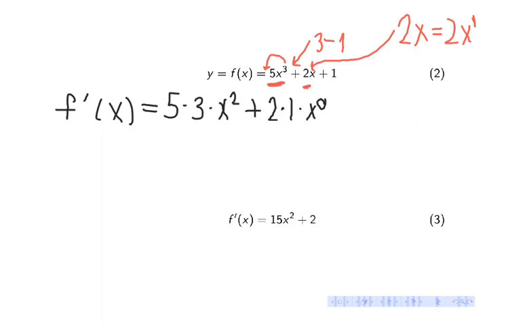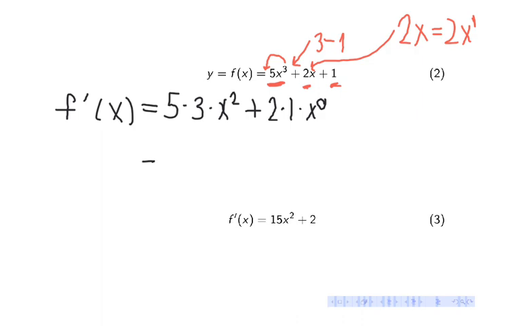Now our final step is we have this constant term right here. And when you take the derivative, you drop constant terms that aren't being multiplied by any independent variable. So in other words, there's no x here. 1 is not being multiplied by any x, so we just drop the 1.